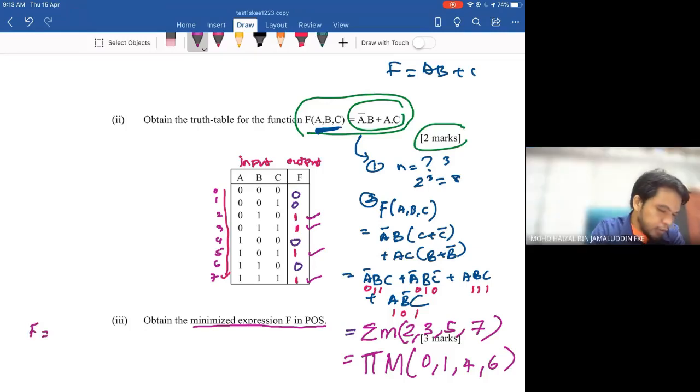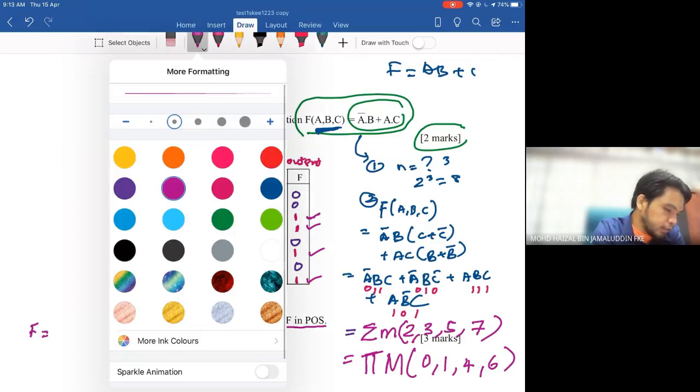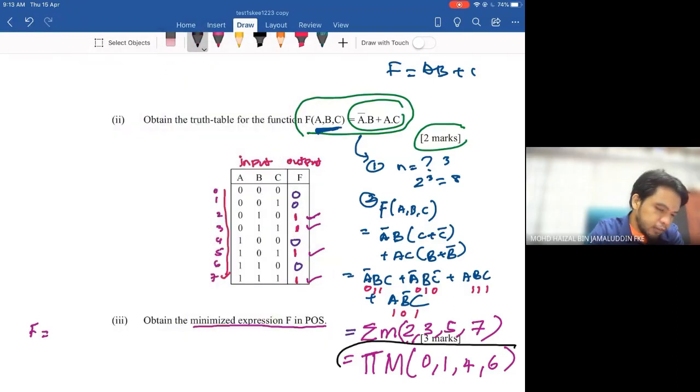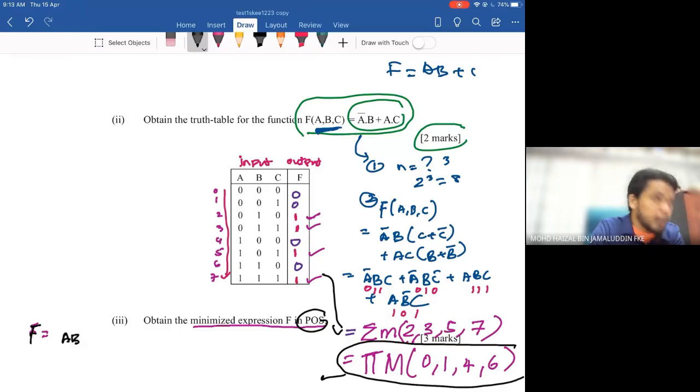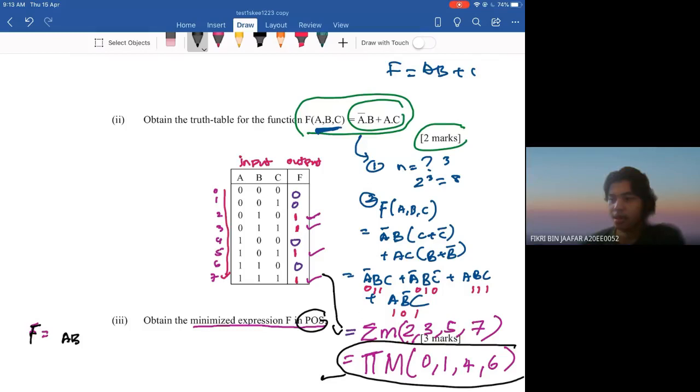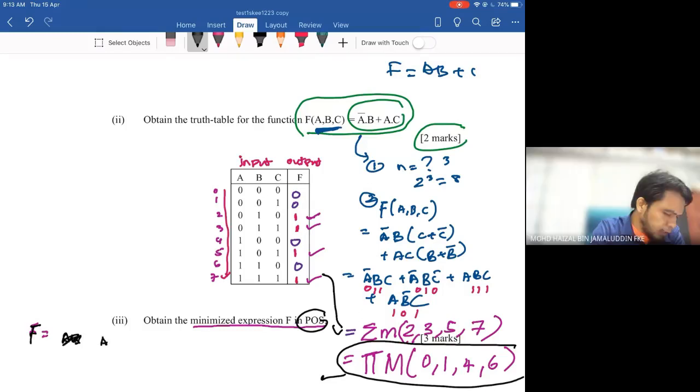Okay. So actually from this information you can also transform directly, because you extract it also from the truth table, right? So this is a POS. So the first one, A plus B plus C. Then you have A plus B plus C bar.